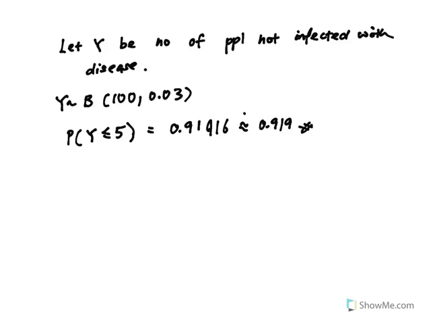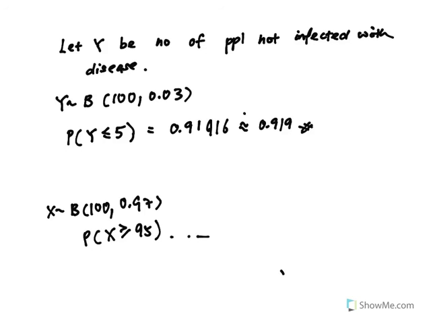You can also think in complement. At most 5 are not infected is the same as at least 95 are infected. So maybe if you think about using X, then you say binomial 100, 0.97, and find the probability of X at least 95. You're going to get the same answer.